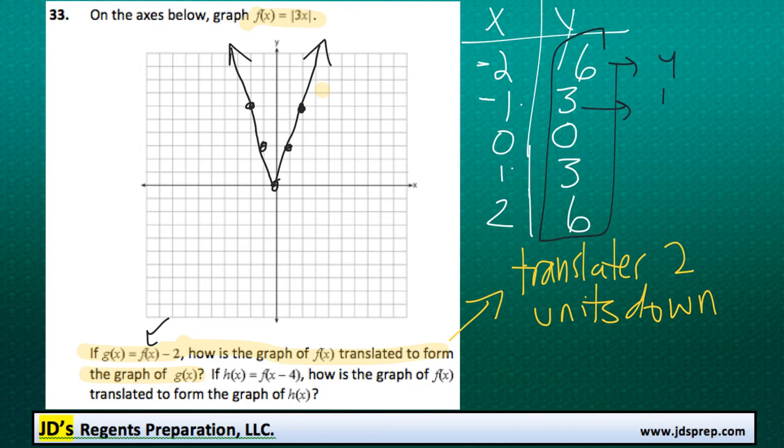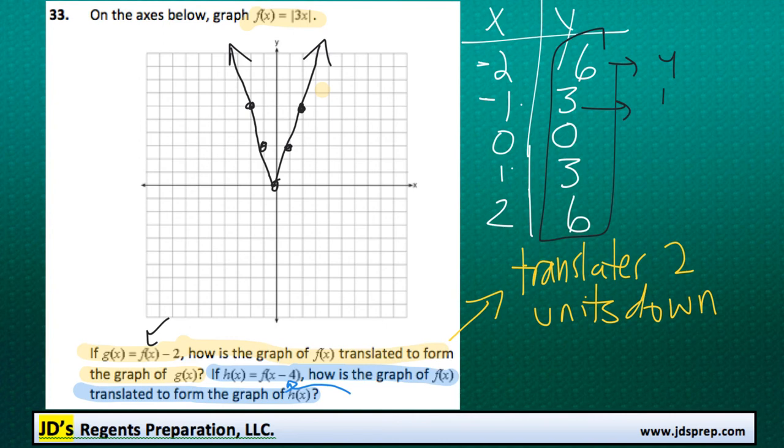And for the final part of the question, if h of x equals f of x minus 4, how is the graph of f of x translated to form that graph? Now this one's a bit different than before. What's happening in this one is we're taking the x values and subtracting 4 within the function. And now you might instinctively think, oh, that means the whole thing's shifting 4 to the left, but it's actually being shifted 4 to the right.